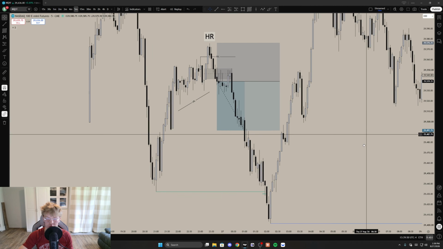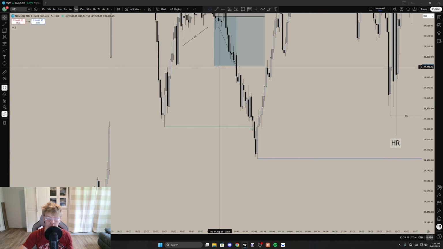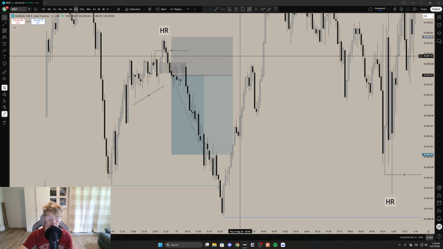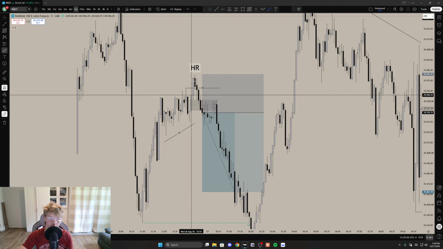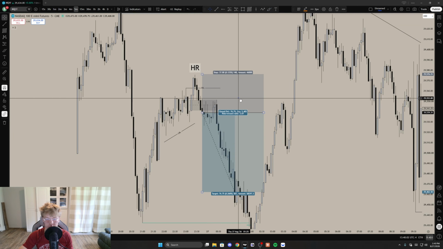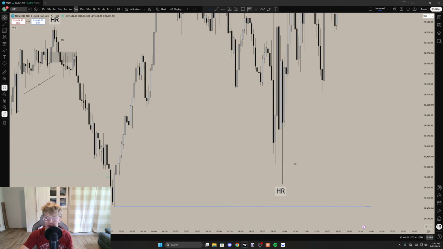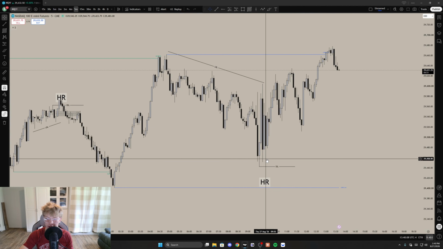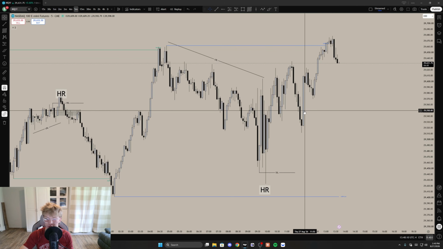We can target this draw on liquidity. We have a lot of places that we can target. Okay. But fact of the matter is we take out and put in high resistance and we flush to low resistance. Okay. One more example of high resistance and low resistance. This was actually today during the market.